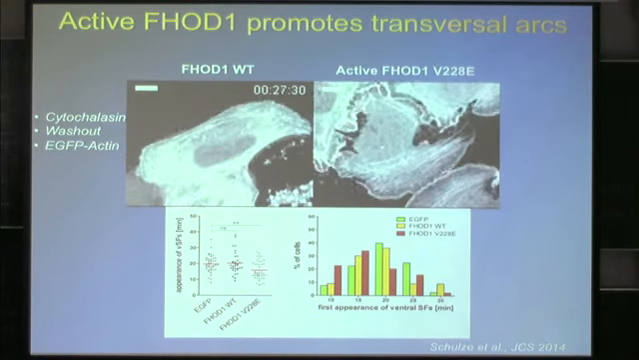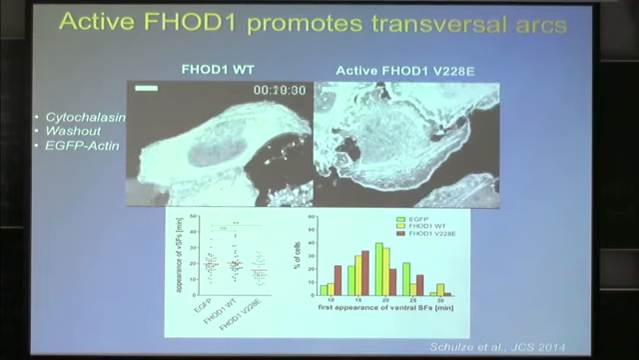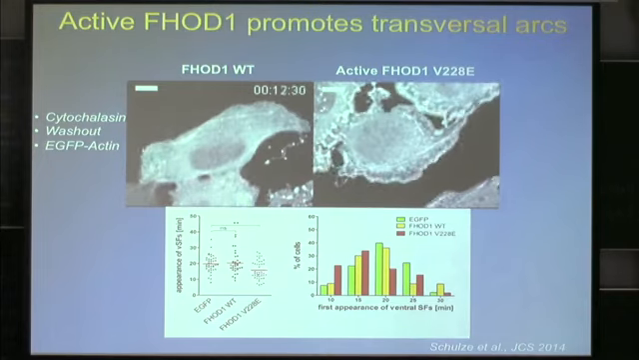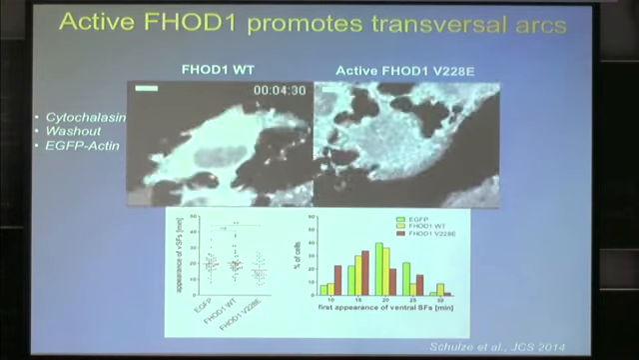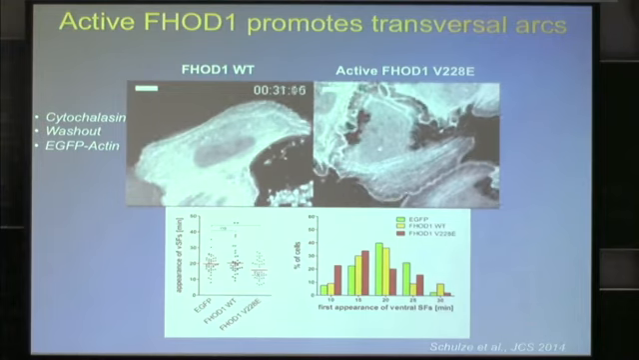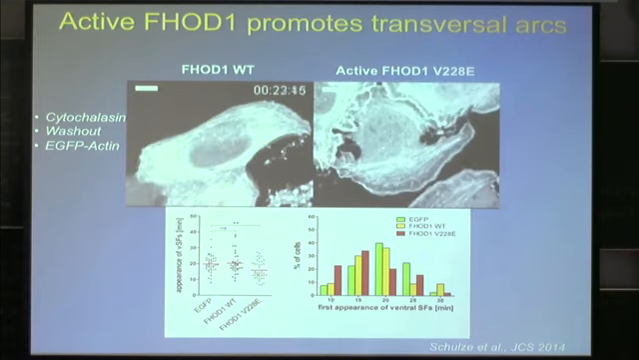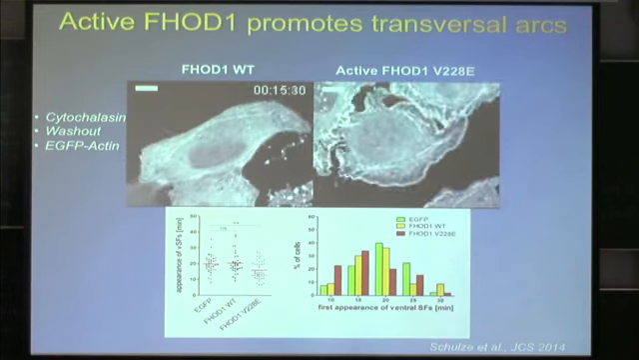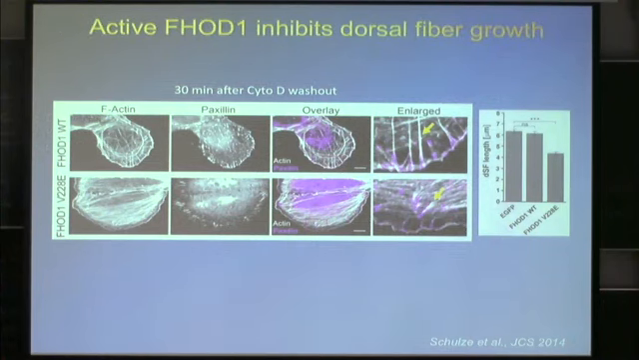This is a system to induce fresh actin polymerization. You destroy the cytoskeleton by using cytochalasin, a drug, basically a poison for the cell. Then you wash it out and you synchronize the entire machinery to start fresh actin polymerization. So we see that FHOD initiates or induces those arcs. Those were the transversal arcs. They are positively regulated by FHOD.